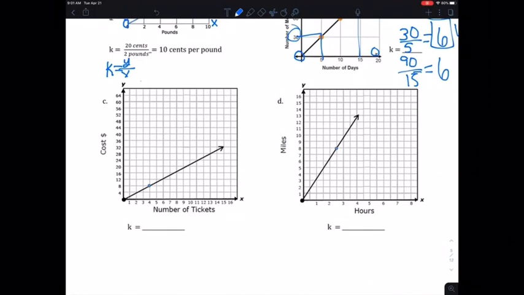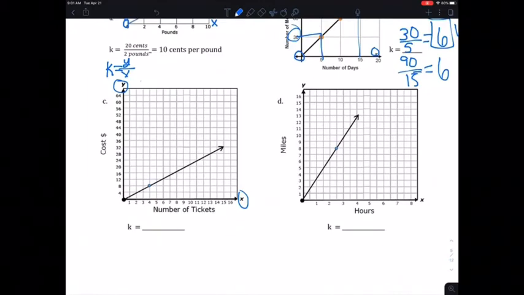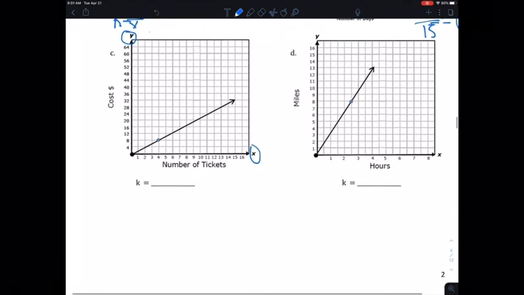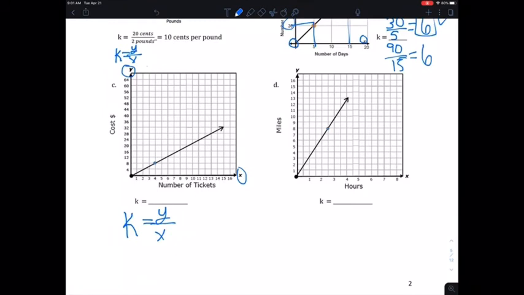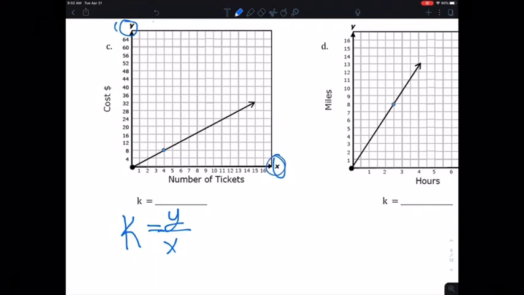Number of tickets. Again, greatness right here. The graph is already labeled for us, and they're giving us a point also. We just have to remember what formula we are using. What is constant of proportionality? It's k equals y over x. We have our y value. This is my x. This is my y. So right here, we're looking at this.